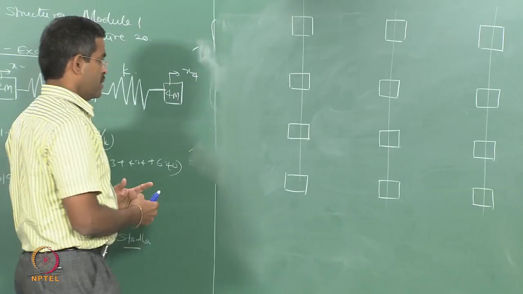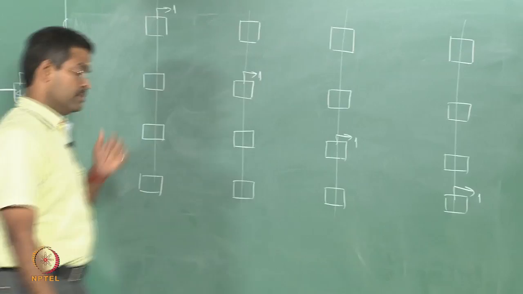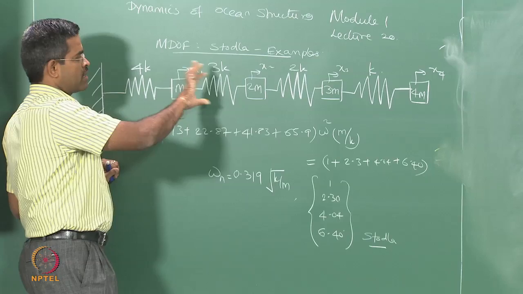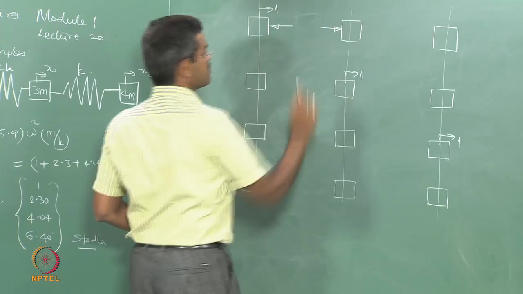Let us give unit force here, in this case unit force here, in this case unit force here, in this case unit force here. So the first degree, second, third and fourth degrees respectively. So when I try to pull this mass towards the right by giving unit force, this spring will oppose the mass. Let us start from here. So this spring will oppose the mass.